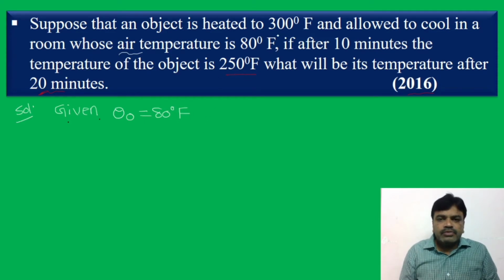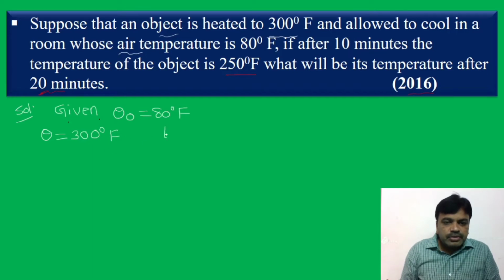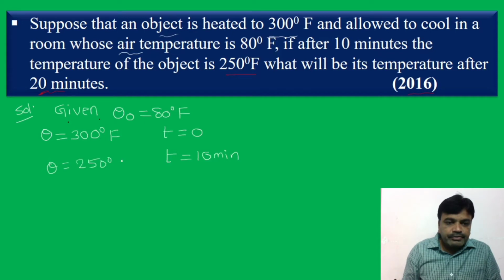Initially, what is the temperature of the object, friends? 300 degrees Fahrenheit. So the object temperature is denoted by theta, which is equal to 300 degrees Fahrenheit. Initially means time t is equal to 0. Now after 10 minutes, that means t is equal to 10 minutes, the temperature of the object is 250 degrees Fahrenheit. So theta is equal to 250 degrees Fahrenheit.